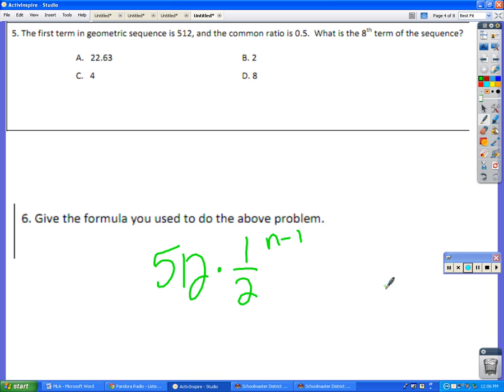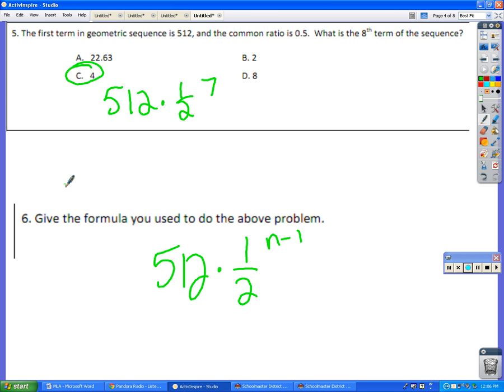Right, and so to do this one on your calculator, if I want to find the 8th term, I'm going to go 512 times 1/2 to the what power? It's minus 1, so to the 7th, yeah. And if you're doing it on a calculator, Jolene, you might be better off putting in 0.5 instead of 1/2. I got 4. You got 4? Okay, that works for me.